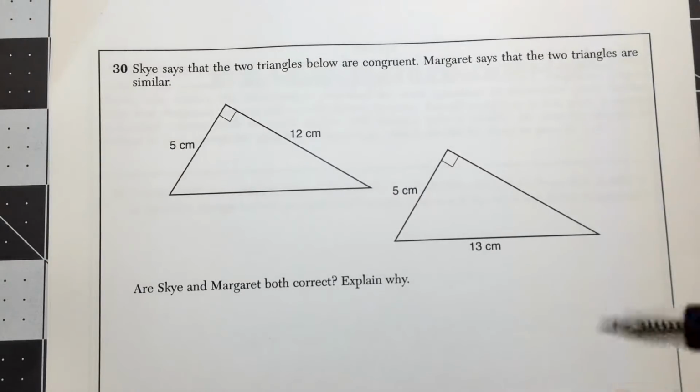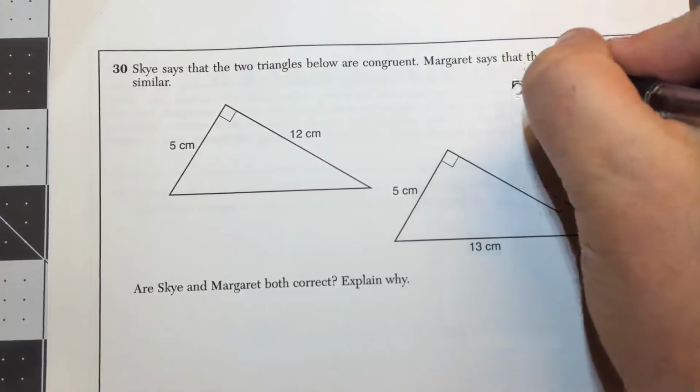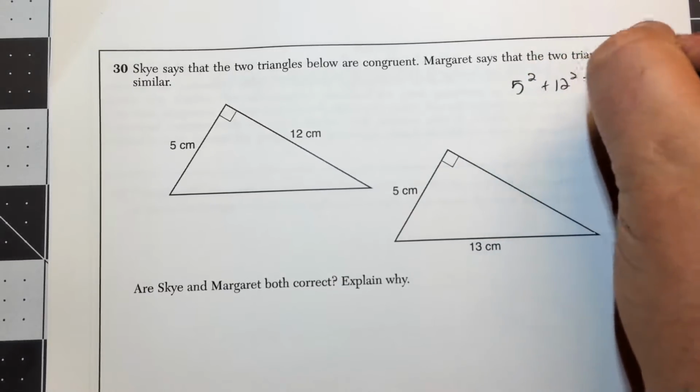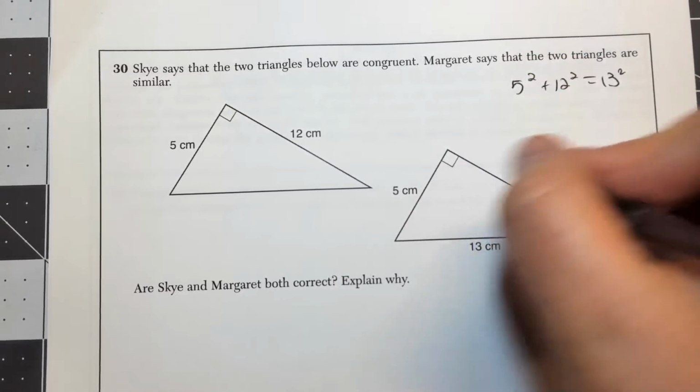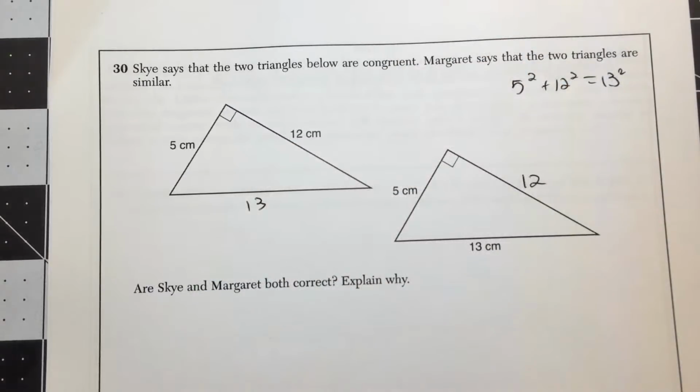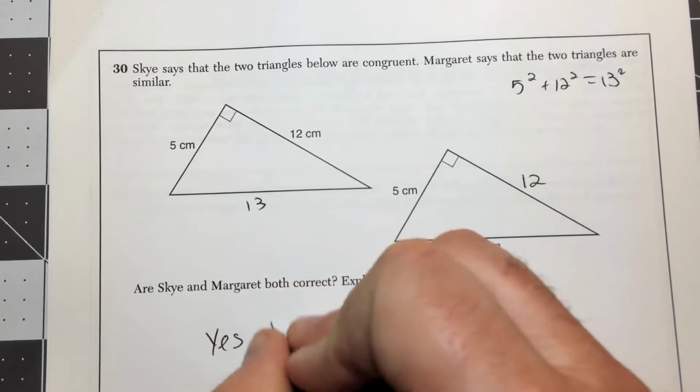We did an expression today in class. Look at that. Remember? We used the Pythagorean theorem. 5 squared plus 12 squared is equal to 13 squared. So we know that this is 12 and this is 13. So if the two triangles are congruent, are they also similar? So are they both correct? Yes, they're both correct.